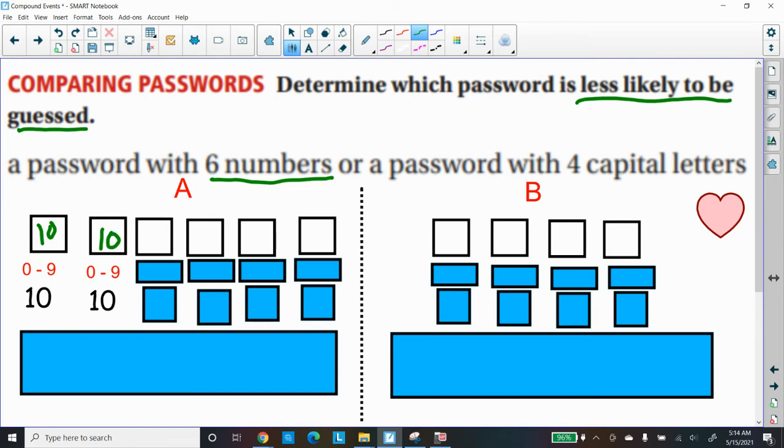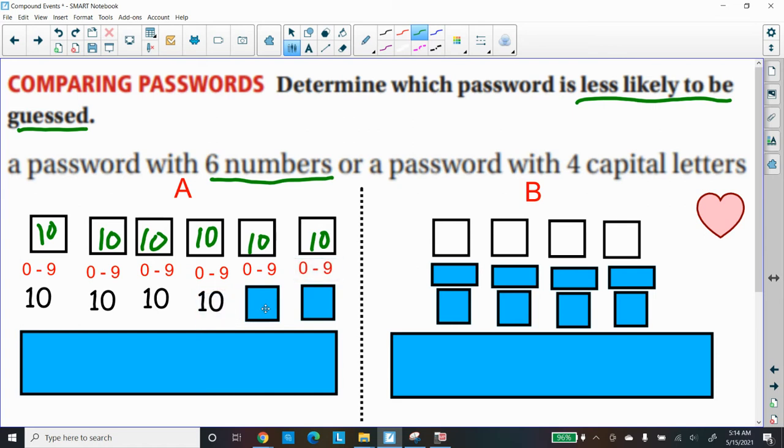So again, it's 10. What about the third number? Same thing. Hopefully you're seeing a pattern. He has 10 different numbers that he can choose from. And for the next one, same thing. He has 10 different numbers. 10, 10. So he has a lot of 10s here that he can choose from.